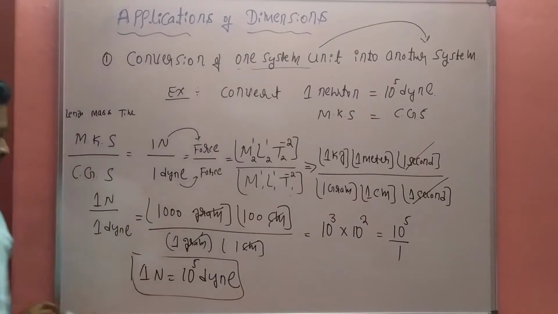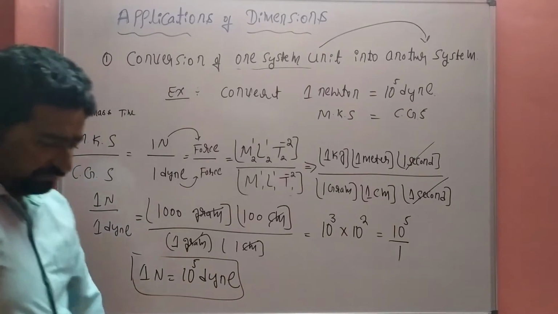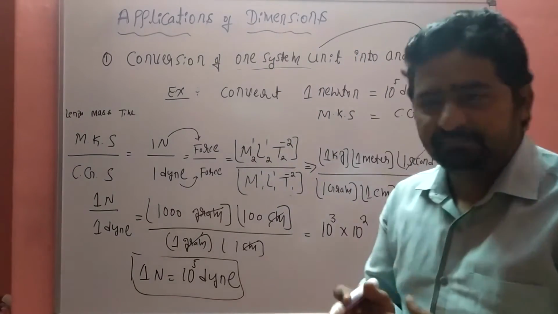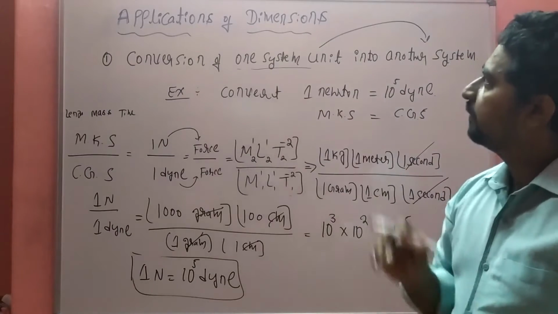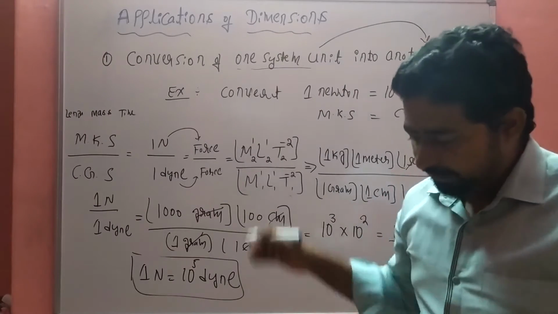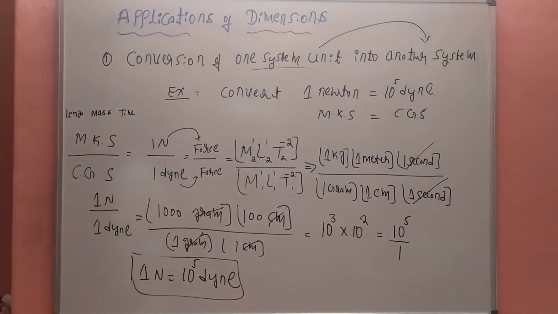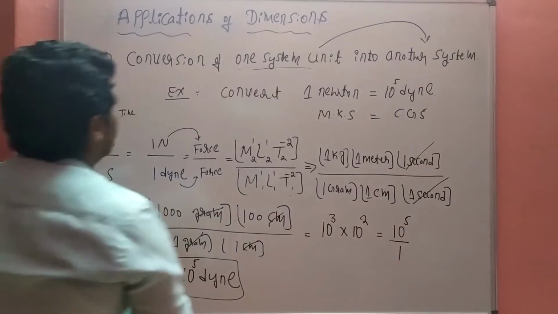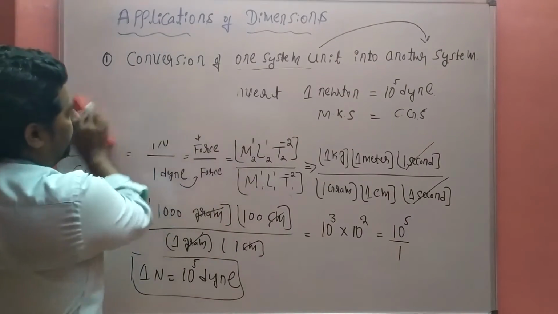So the MKS system is converted into the CGS system. This is the application of dimensions. Okay, just watch. Let's go to the second example, a very important one. The concept remains the same. The second one: 1 joule is equal to how much? Let's see.